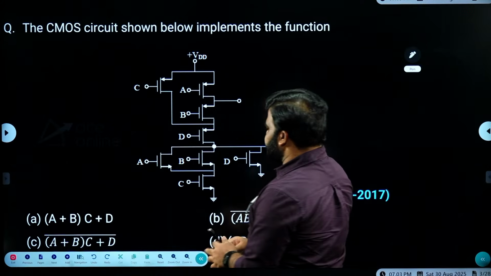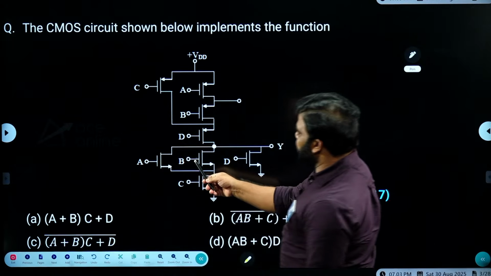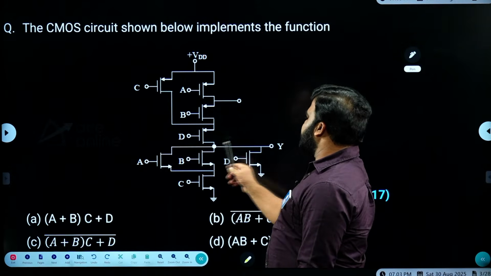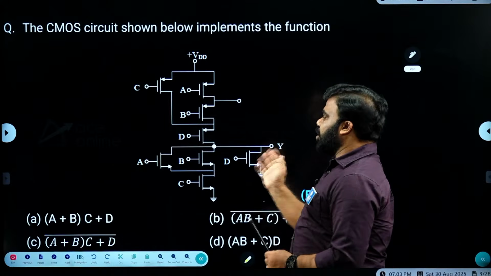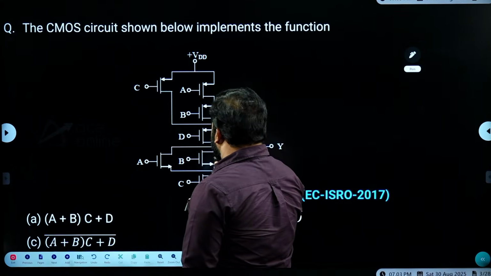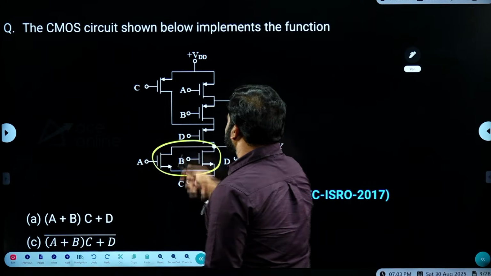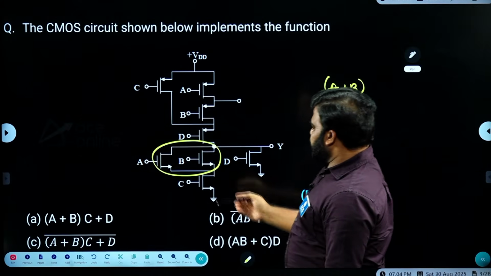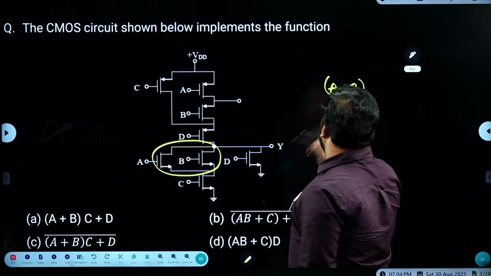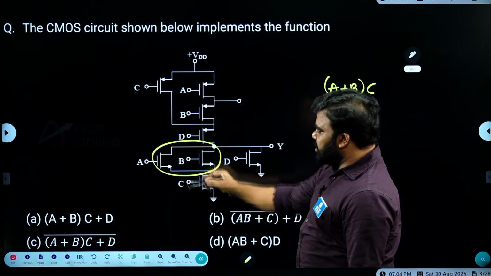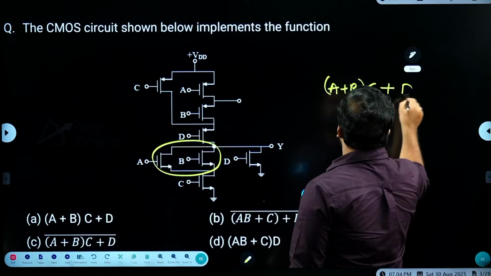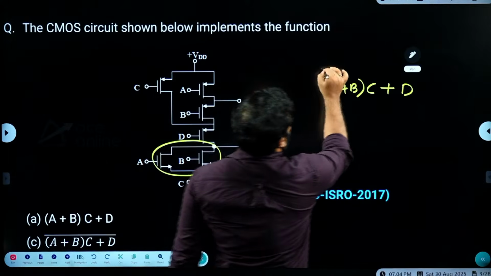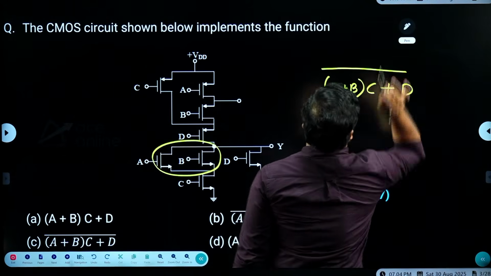In that, if you are observing a transistor A is logical OR with B and this entire is logical AND with C, this entire is logical AND with logical OR with D. So, if you are observing these two are parallel, which is saying that A plus B is in series with C, and this entire is logical OR with D because it is in parallel. So, finally, we are getting this function complement. Complement of this function is implemented.